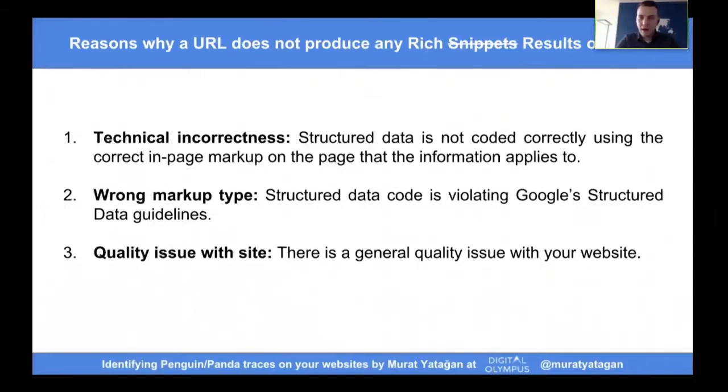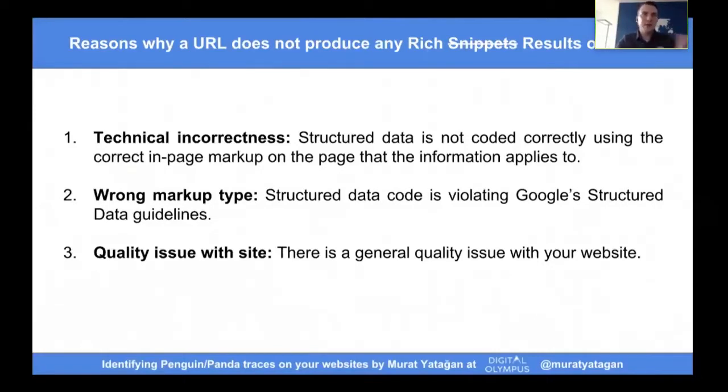So the first reason might be technical incorrectness. That means the structured data is not coded correctly, using the right in-page markups representing the information that has been marked up. If there are technical issues, that might be one of the reasons why your rich snippets are not showing up on the search engine result pages from your page. The second reason might be that you are using the wrong markup type, meaning your structured data code is violating Google's guidelines about structured data.